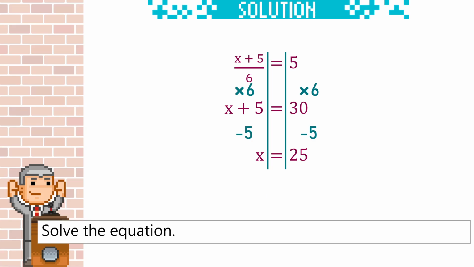If you're not sure, you can then substitute that back into the equation. So 25 plus 5, which is 30, divided by 6 is 5. So we know it's the right answer.